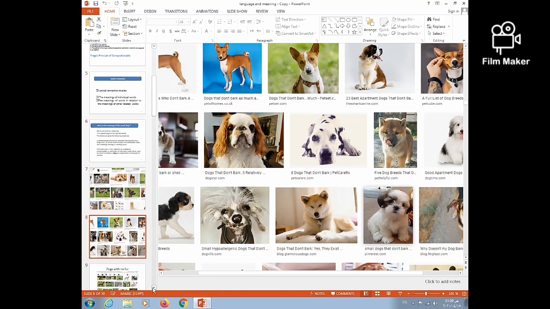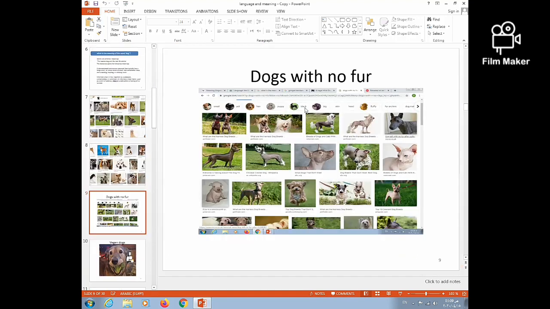Yeah, let's move to another kind of dogs with no fur. With no fur, look at this, no fur at all. Does this mean that the definition doesn't apply? Yes, it doesn't apply to all of them, and look at this.